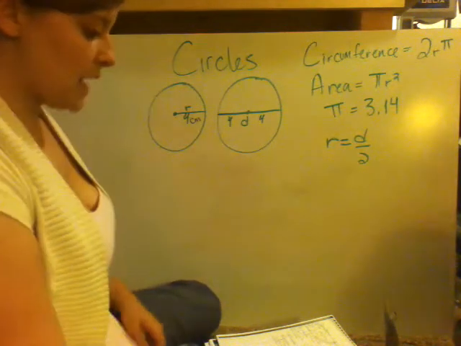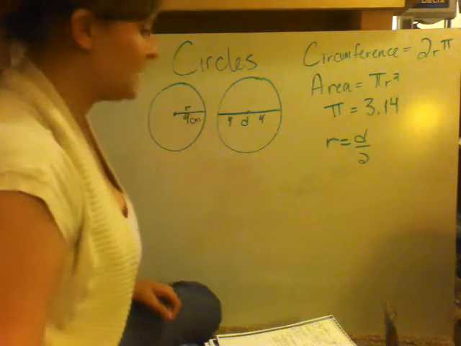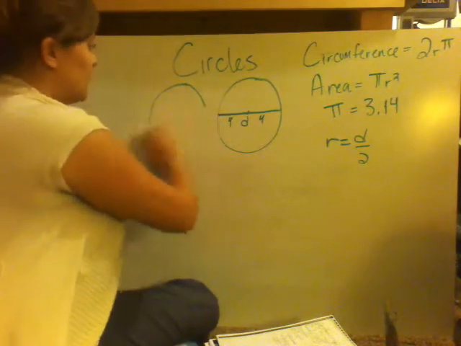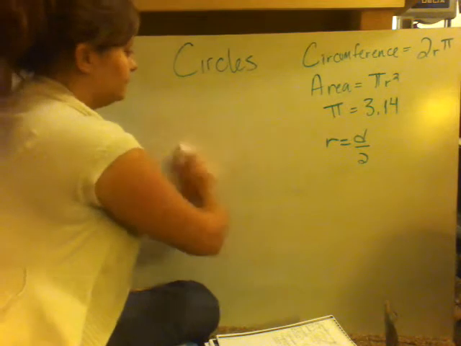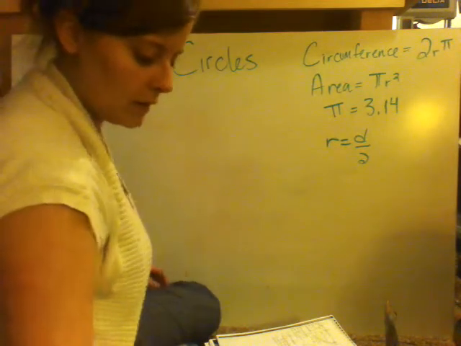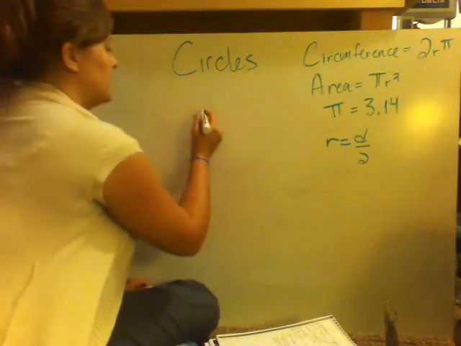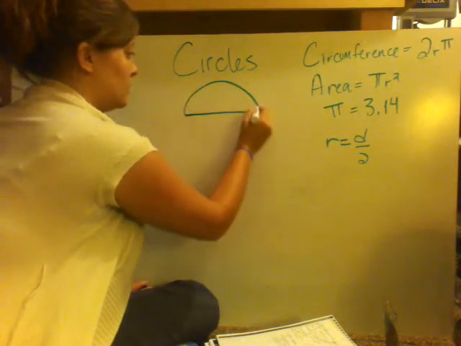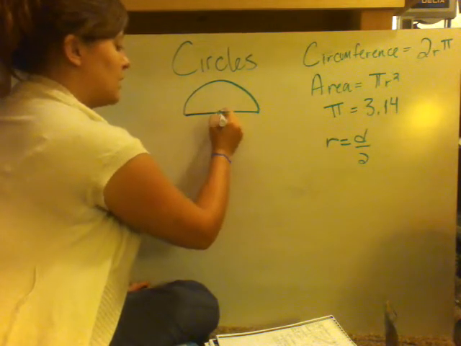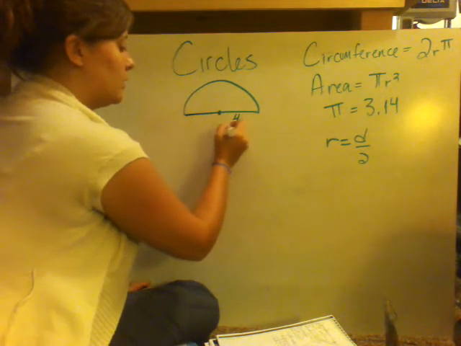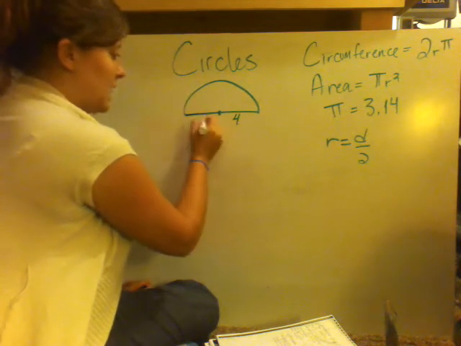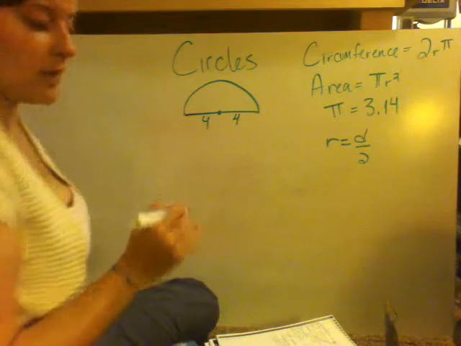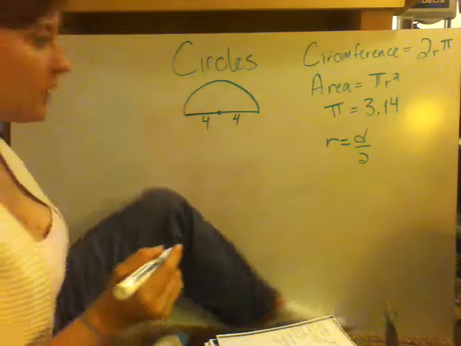So next up, we're going to do a semicircle. So I'm going to erase this. Now, a semicircle means half of a circle. Alright, so I'm going to say my radius is still 4, which means my diameter is going to be 4 plus 4, because I'll need to know it for the circumference.